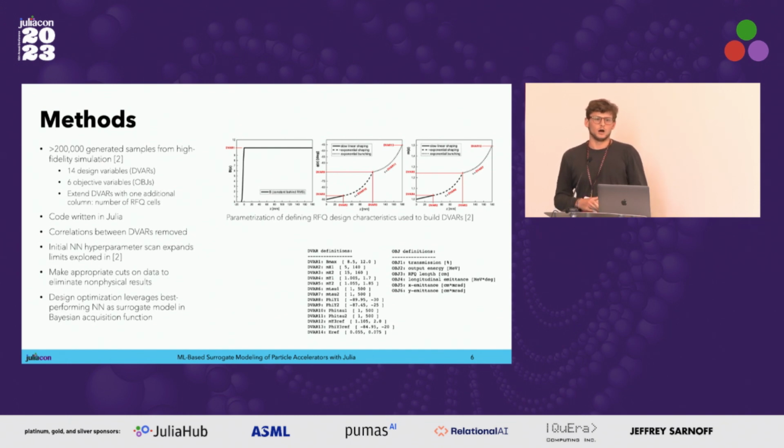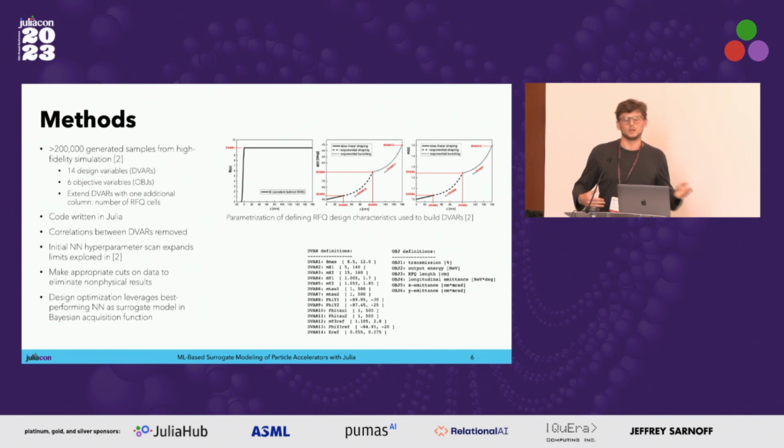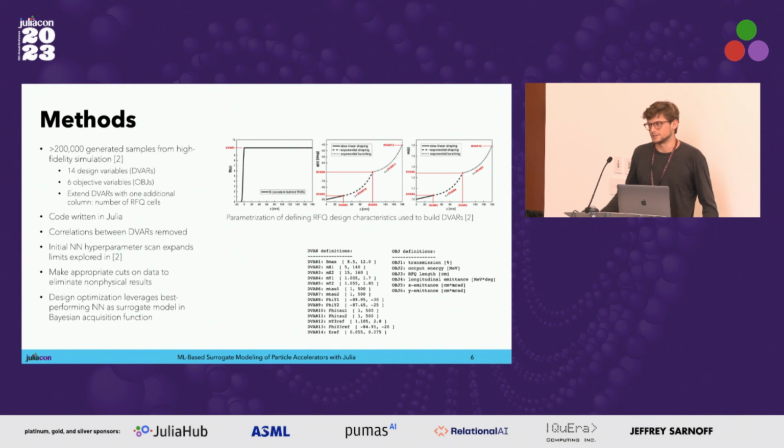Great. So for this study, we had just north of 200,000 simulated samples. There were 14 what we call design variables, which are ways that we parameterize the different features of an RFQ. And those are listed by their code names in the bottom right. There were 6 objective variables or responses. These objective variables are very closely related to the quality of the beam that you see on the other side of the accelerator. An example being transmission, which is exactly what you think it is: how much of your beam actually makes it through the accelerator.